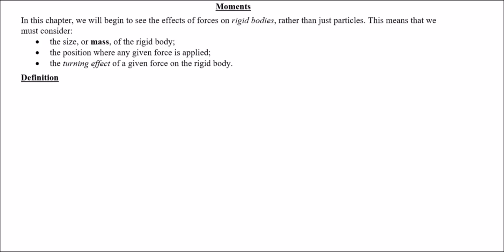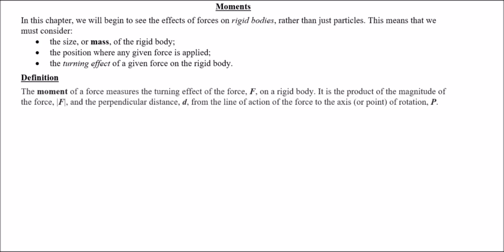So how can we define moments? Well, the moment of a force measures the turning effect of the force F on a rigid body. It is worked out by taking the product of the magnitude of the force and the perpendicular distance d from the line of action of the force to the axis of a point of rotation, often called P. It's often called P because P stands for pivot. So a pivot is like a hinge where things move around or rotate about.